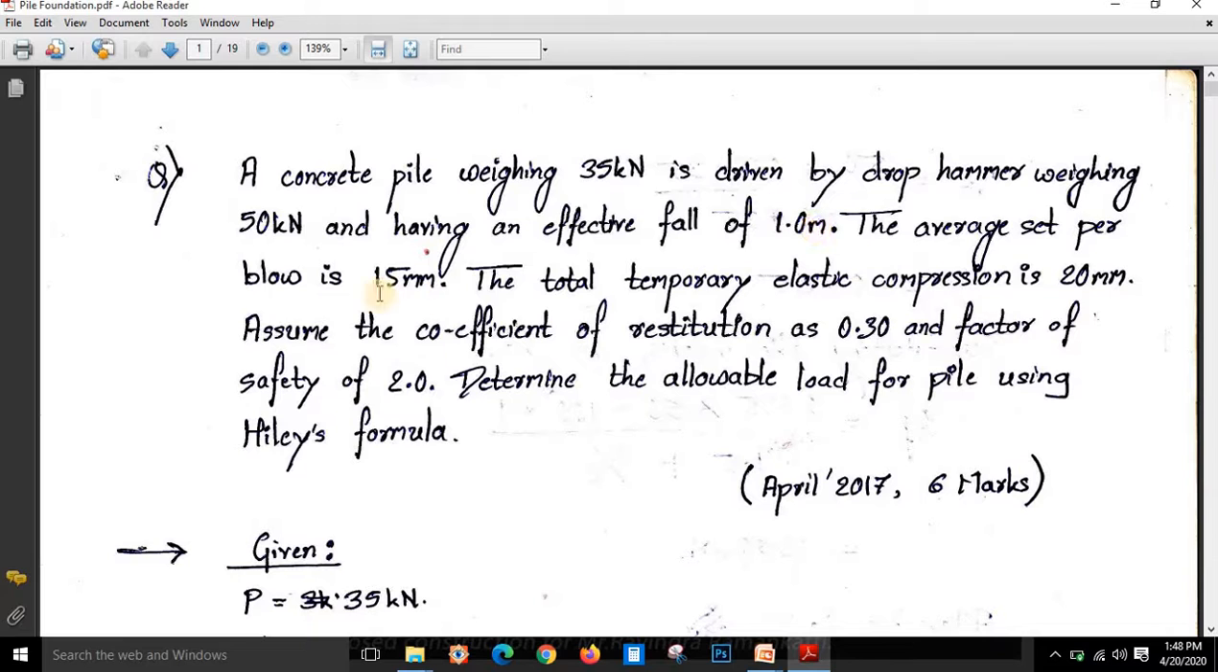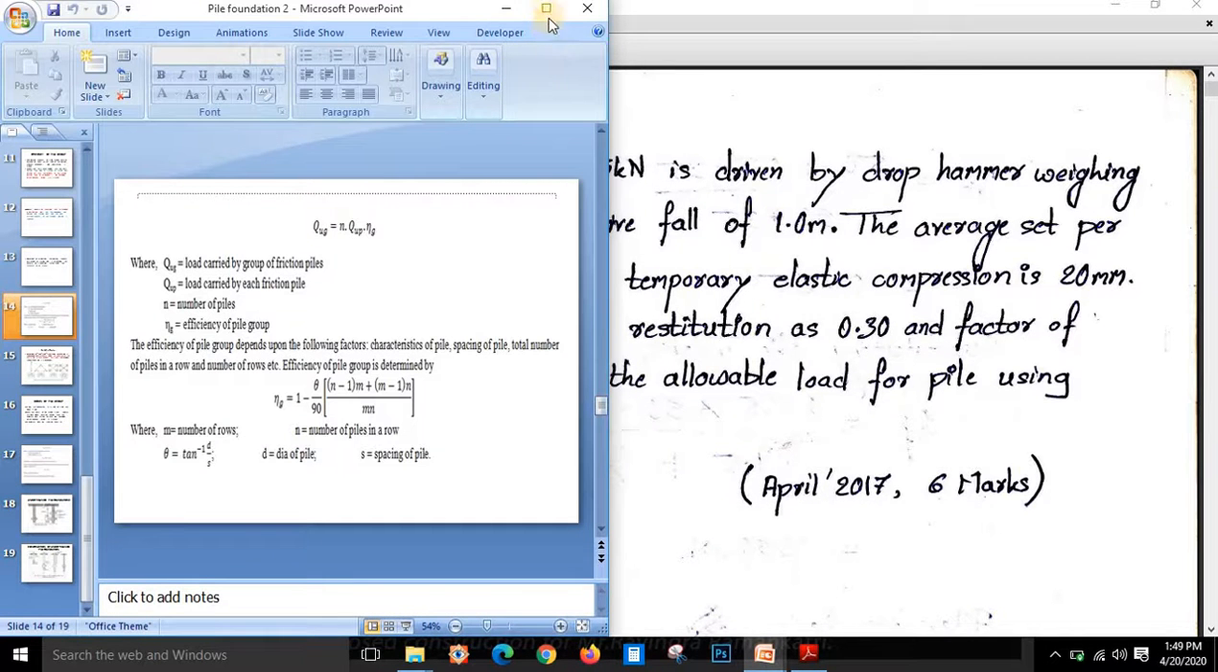Remember, it is in meter, it is in mm. The total temporary elastic compression is 20 mm. Assume the coefficient of restitution as 0.3 and factor of safety as 2.0. Determine the allowable load for a pile using Hiley's formula. So I'll just brief you about the formulas. So you can see over here.